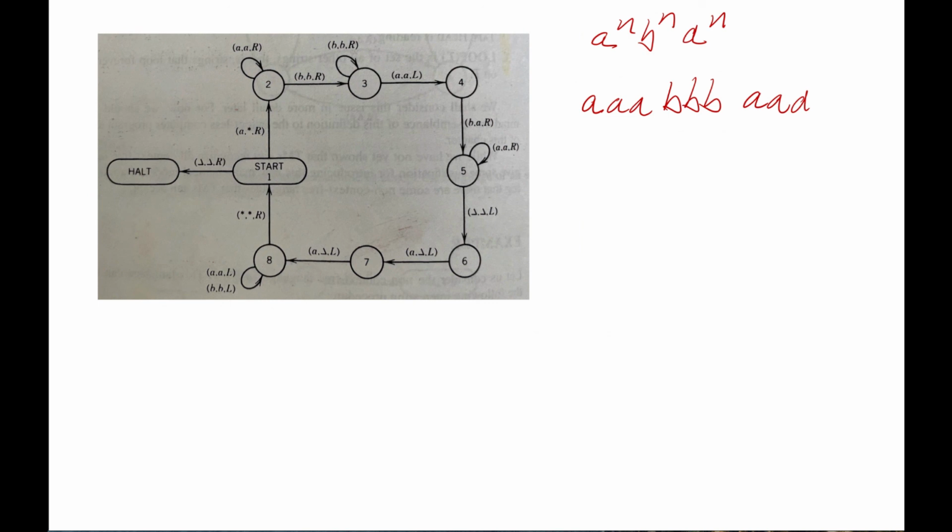Now, another thing that we can do is we can actually accept a^n b^n, or a^n b^n a^n b^n, by just doing that one more time. And in fact, there's no limit. We can keep doing a^n b^n, a^n b^n, a^n b^n, however we want. We can always create a Turing machine to accept words of that kind of format.